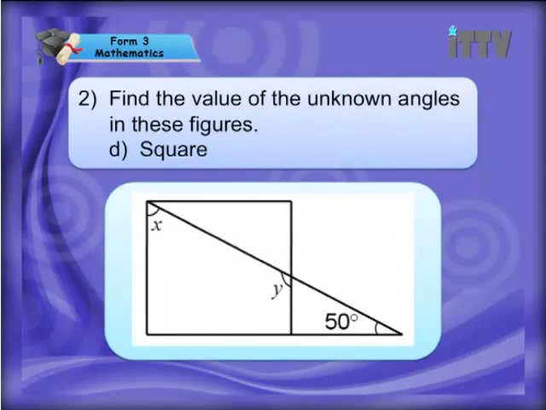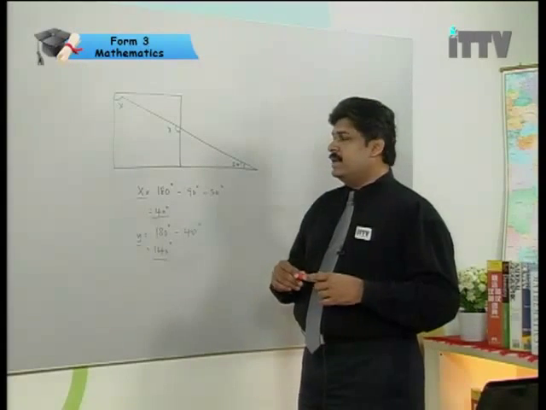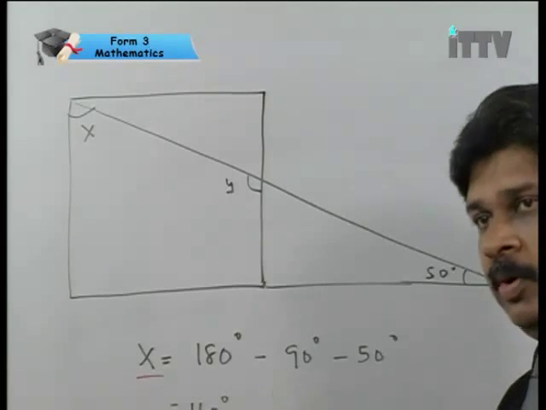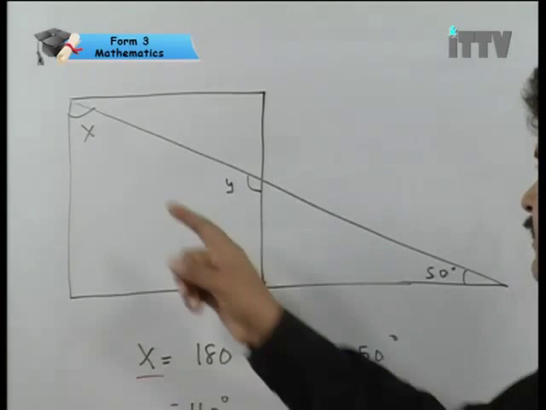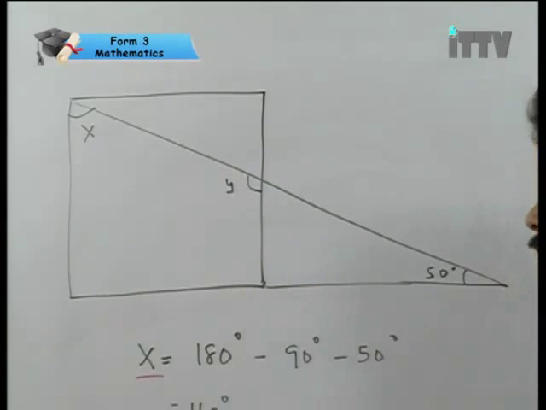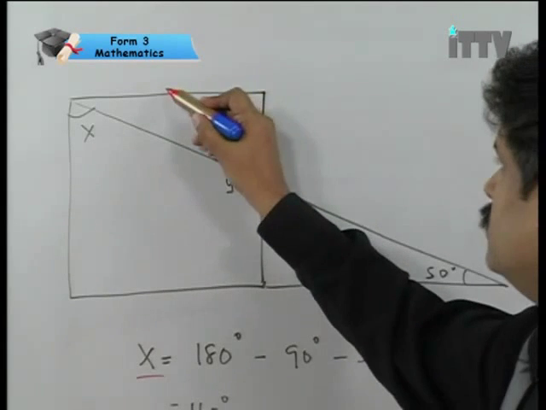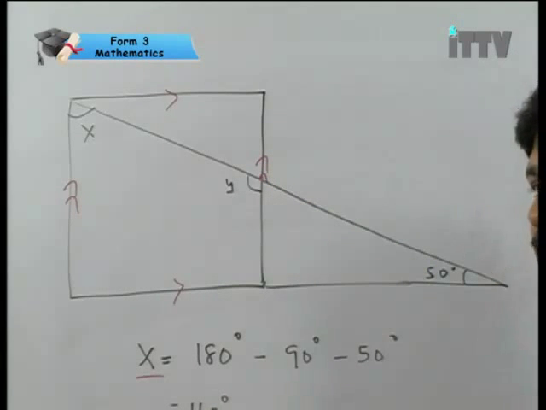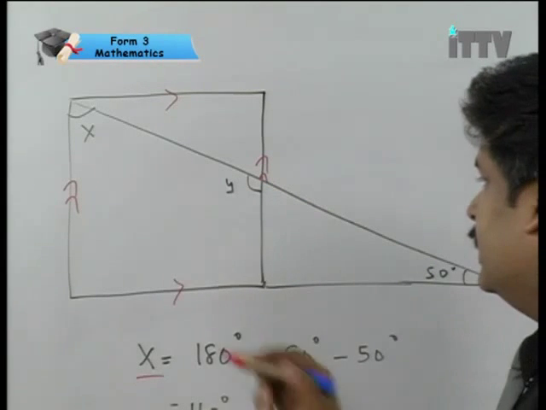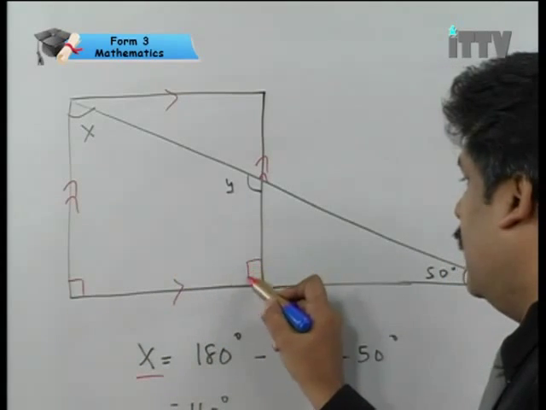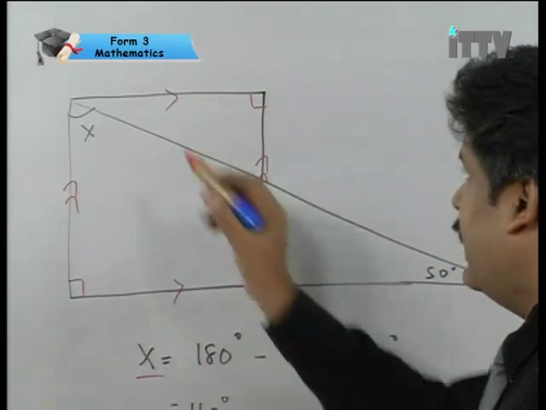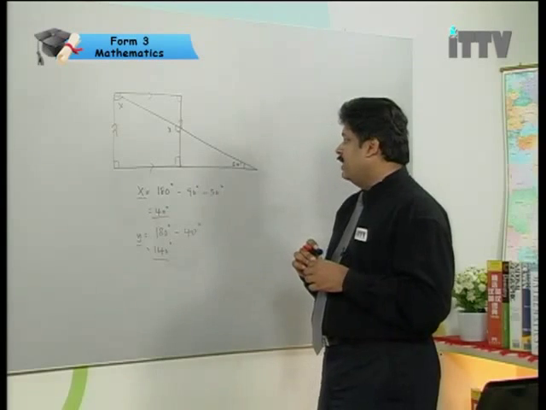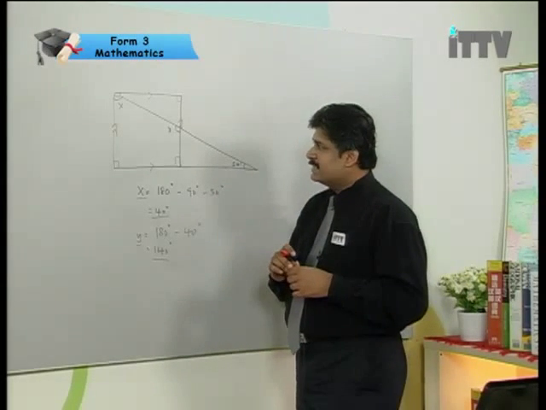Square. Well, boys and girls, let us now turn our attention to the final question here. We have a square on the board, and we are requested to find the value of x and y. Now, in a square, we know these two lines are parallel and these two lines are parallel. The other issue that we need to consider is these angles are right angles. Right angles make up 90 degrees. So how are we going to find the value of x first?